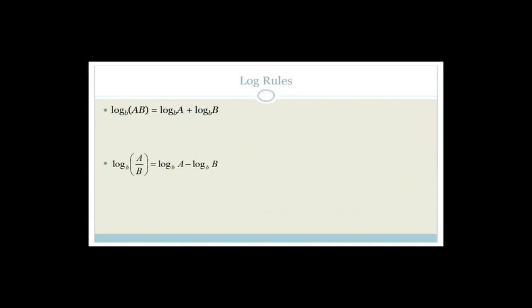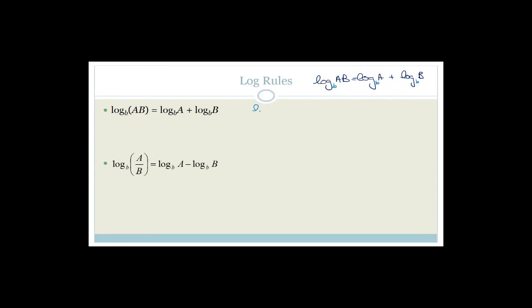So the rule is log AB base b is equal to log A plus log B, base b. The original rule that they used to teach was that log AB is equal to log A plus log B. So what they're saying is that if you've got a log of two numbers that you're multiplying together, it becomes log A plus log B. They're suddenly putting in this little b now, because a lot of students struggle to realize that if there was no b, then it implied that this was base 10. Now what they're saying to you by putting the b in is that this could be any base, but it's going to be the same base throughout.